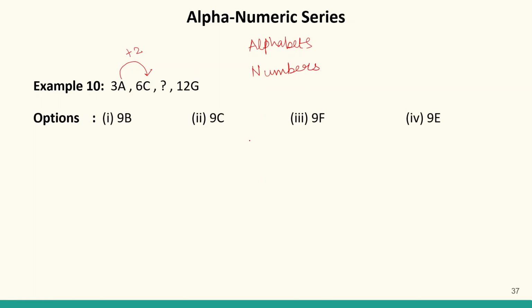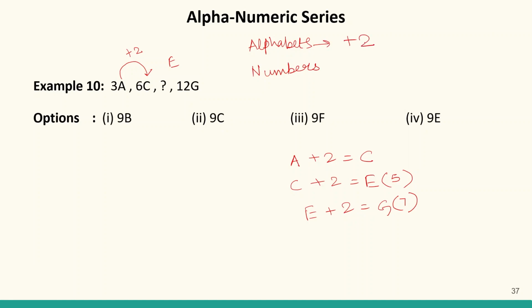Let us try. So I can see an increment of 2. Let us see if there is an increment of 2 throughout. So A plus 2 will give us C. C plus 2 will give us E. And E plus 2 will give us G. E is 5th rank and G is 7th rank. So there's an increment of 2. So this logic is following. Therefore, I can say that the alphabet that will come will be E. So the alphabets are increased by plus 2 positions.